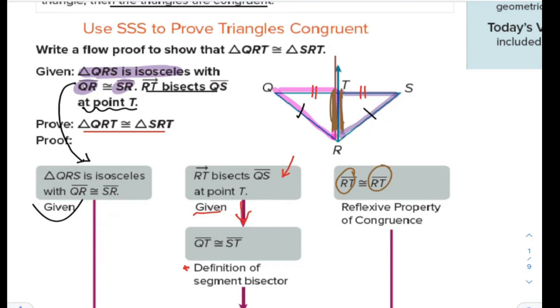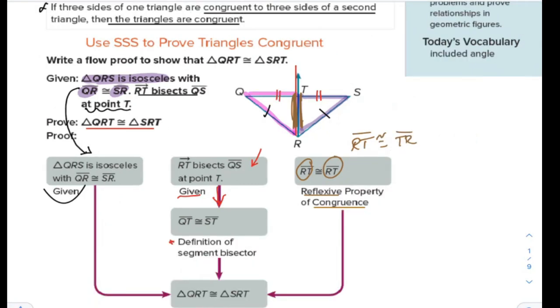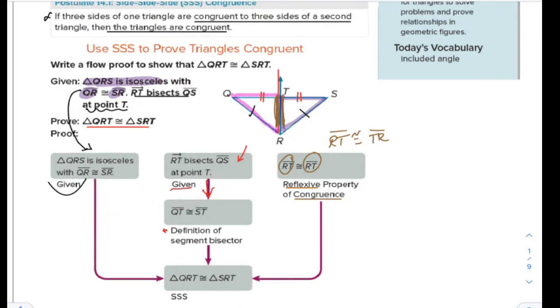In some even versions, they are saying RT is congruent to TR. Both are correct. And the property here is said to be reflexive property of congruence. Reflexive property means it's congruent to itself. And this is valid for all sides and angles as well. And then we will use these three reasons or three statements. This statement gives us the side. This statement gives us another side. This statement gives us another side. So the triangles are congruent by side, side, side. Three sides. We were able to prove that the sides are congruent, so the triangles are congruent.